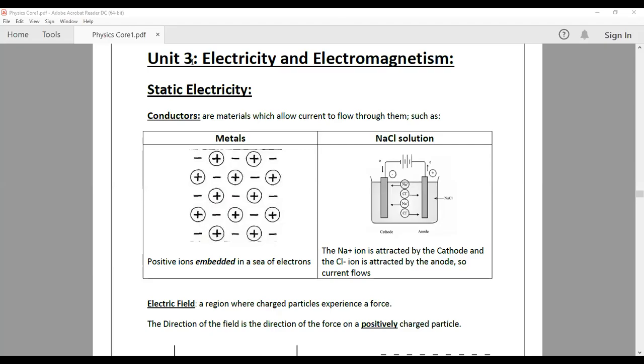So hello everyone. Today we'll talk about Unit 3, electricity and electromagnetism. We'll talk about static electricity and conductors. We start with conductors. Conductors are materials which allow current to flow through them.